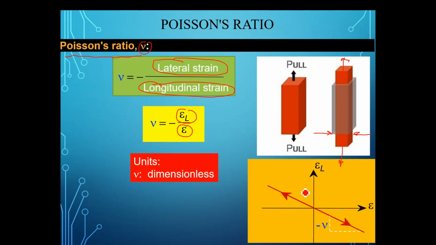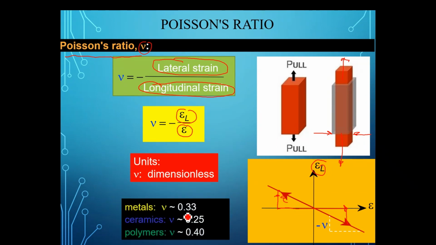So if your sample is being stretched in the tensile or longitudinal direction, you would see a reduction in the lateral direction. Similarly, if your sample is compressed in the longitudinal direction, you will see an increase in cross-sectional area, or an increase in the width of the sample. So you'll have an opposite effect depending upon the direction in which you're applying the load.